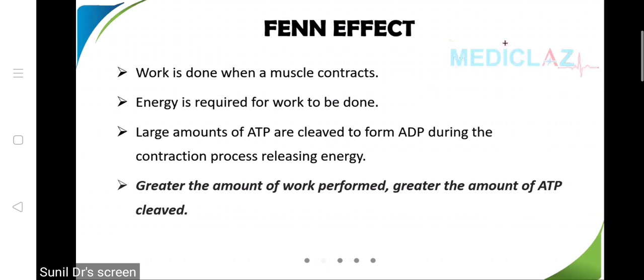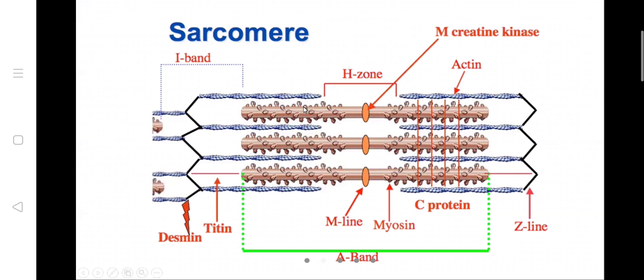Okay, we finished with the Fenn effect. So now, the next important thing is you have to know how this sarcomere is going to contract. So I told you, you see here, these are the heads of the myosin. These are the heads of the myosin, the ratchets. I told you, ratchet theory.